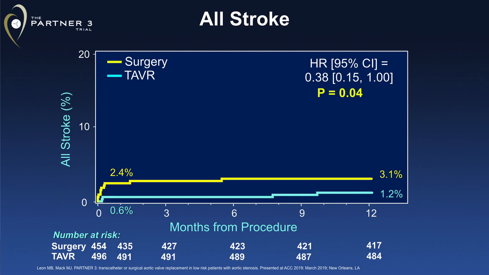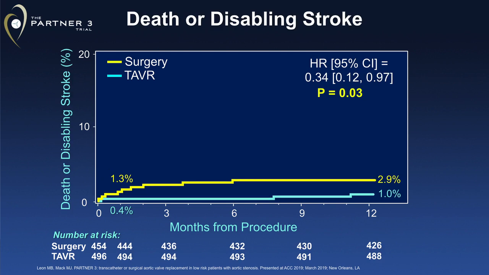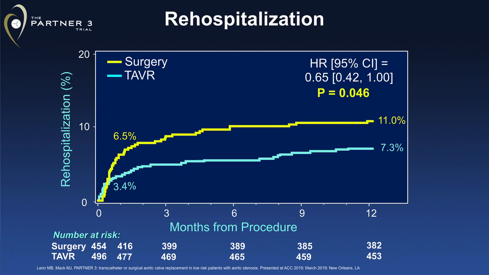However, if we look at all strokes, there was a statistically higher stroke rate in the surgical patients. Not only that, there was a higher rate of death or disabling strokes, not just mild strokes, but very significant or fatal strokes, with surgery. And this is the rehospitalization, again, statistically higher rehospitalization with surgical patients at 1 year.